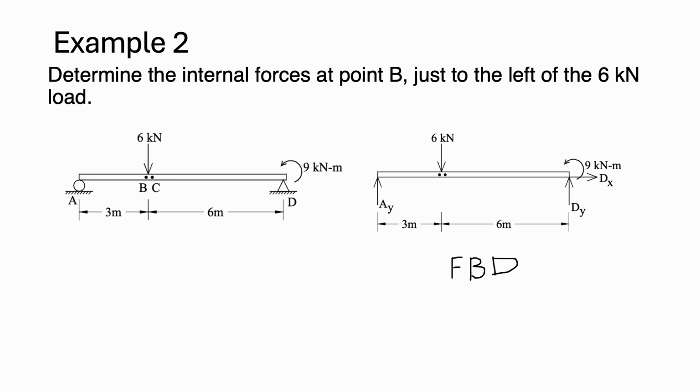So here is one more example. We need to determine the internal forces at point B, just to the left of the 6 kilonewton load. So we have a simply supported beam, the roller is at point A, and we have a pin support at point D. At the pin support we have a counterclockwise moment of 9 kilonewton meters, and we have a 6 kilonewton force 3 meters from support A. So we need to draw a free body diagram. At point A we have only one reaction, at point D we have two unknowns.